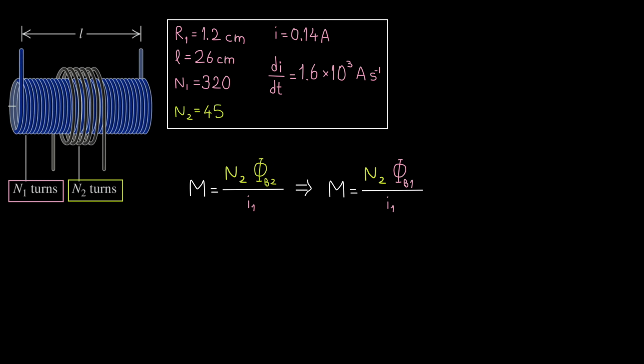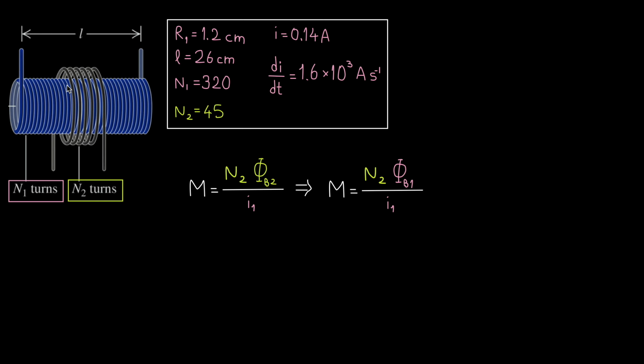Now let's calculate the mutual inductance between the coil and the solenoid. Here's one formula that we can use to calculate the mutual inductance. It's equal to the number of turns in the coil, that's N sub 2, times the average magnetic flux through one turn of the coil, divided by the current in the solenoid. It turns out the average flux through one turn of the coil is equal to the average flux through one turn of the solenoid. These two things are equal.